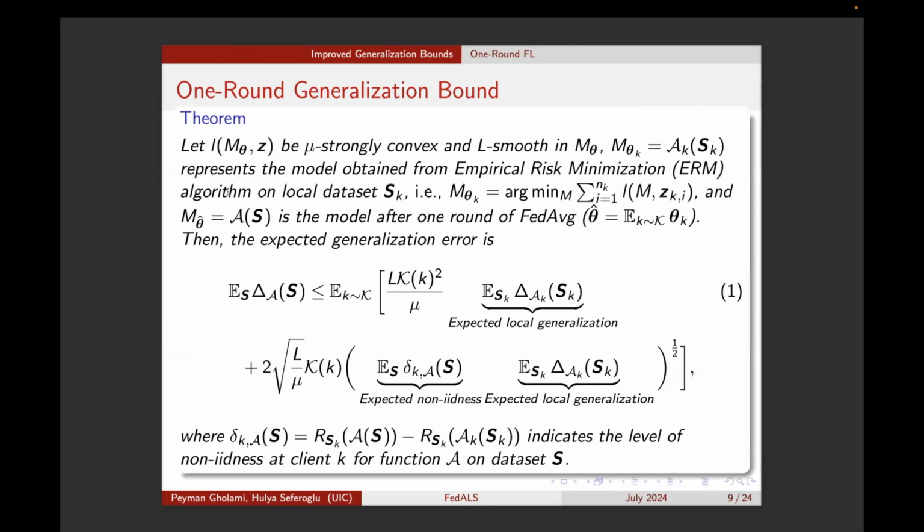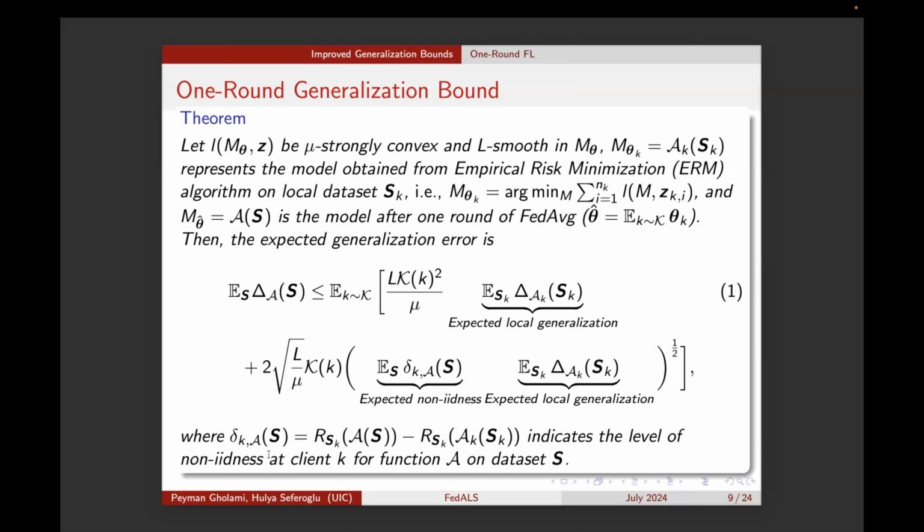So let's take a look at our first theorem about the one-round federated learning generalization bound. Essentially, it says that if the loss function is strongly convex and smooth, we get the following bound for generalization. As you can see, the bound has two terms. The first term in the first line of equation 1 is based on the expected local generalization of each node. The second term is determined by how non-IID the data is across different nodes.